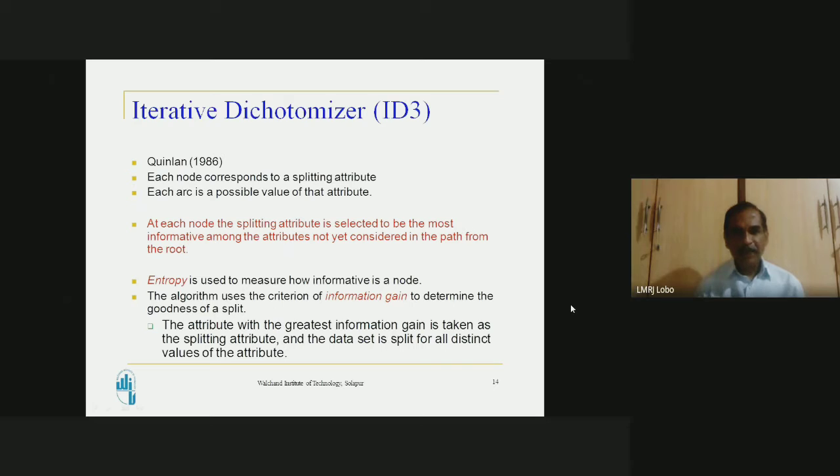Here we calculate the quantity after splitting. At each node, the splitting attribute is selected to be the most informative. So it is the splitting attribute which is most informative, and we find out an entropy, which is the measure of how informative it is, and we then apply an information gain to determine the goodness of the split.